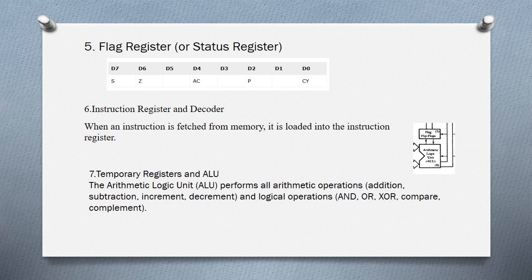You have another register called the instruction register, which will hold the instruction, and you have other registers called the temporary register and the ALU. The remaining part of the 8085 processor we'll see in the next class.